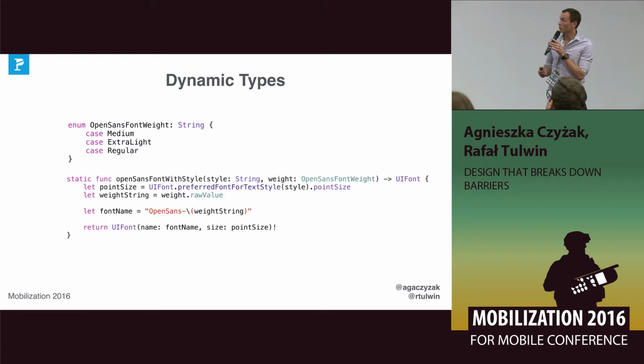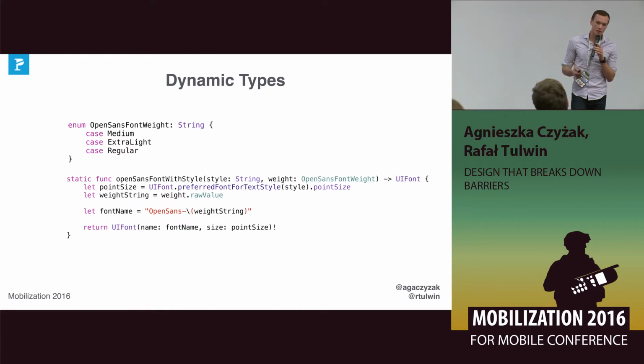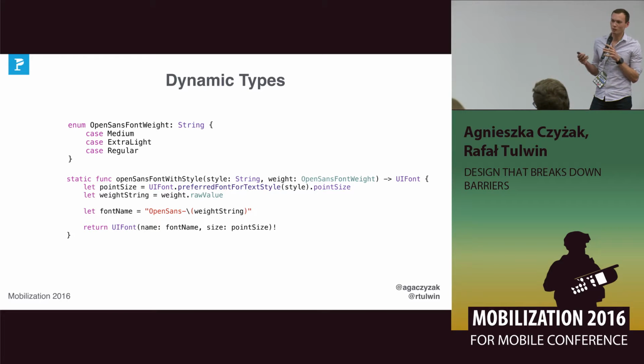We've got 3 weights of a font, like medium, extra light, and regular, as you can see. And we just use the method that I told you about before. So a method that gives us a standard font, and we just take the size out of it and apply it to our custom font, which is probably the simplest way to support the dynamic types for the custom fonts in our application.